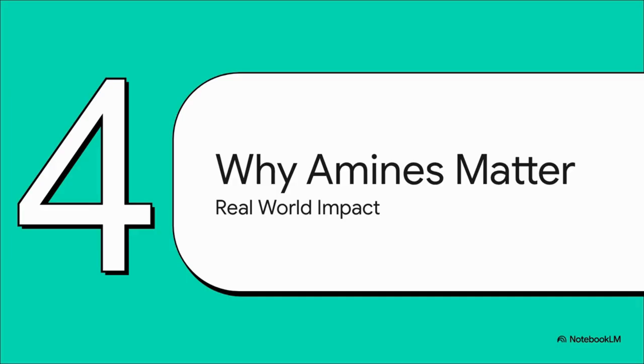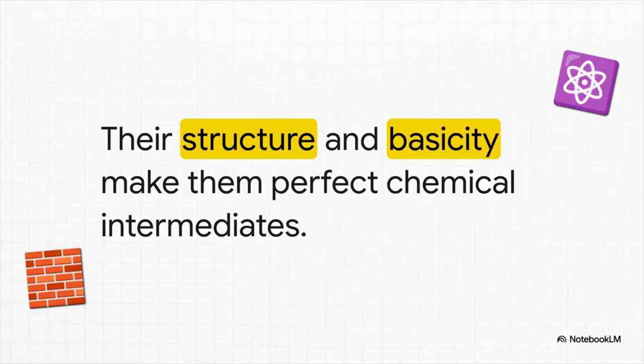Okay, so let's bring this all back around. We've seen their family structure, we've talked about their chemical personality. Why does any of this matter in the real world? Well, it all comes down to this. Their specific structure and their adjustable basicity are exactly what make them perfect chemical building blocks, or what chemists call intermediates. That reactive lone pair of electrons on the nitrogen is like a perfect handle that allows scientists to build much larger and more complicated molecules.